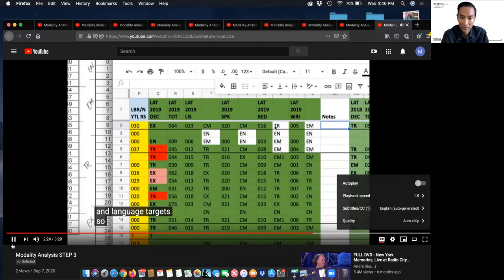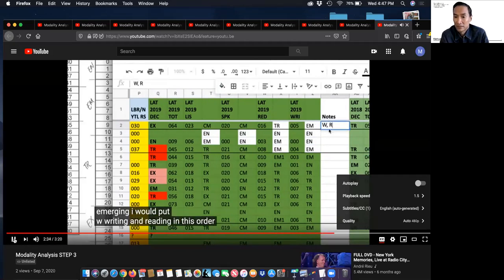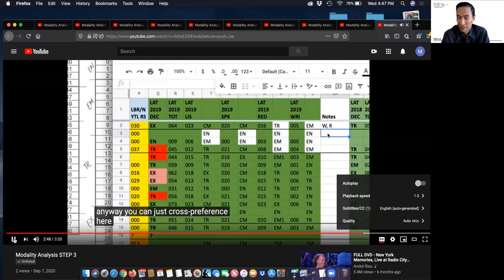So reading is transitioning and writing is emerging. I would put W, writing, and reading in this order so you can prioritize writing before reading. And just assume that the speaking and listening are high enough. And anyway, you can just cross-reference. Here, it's across the board entering, same as this one. And long-term ELL, emphasis on reading and writing. Okay? After you get all of these done, you'll have a clearer picture on what you can recommend for learning targets.